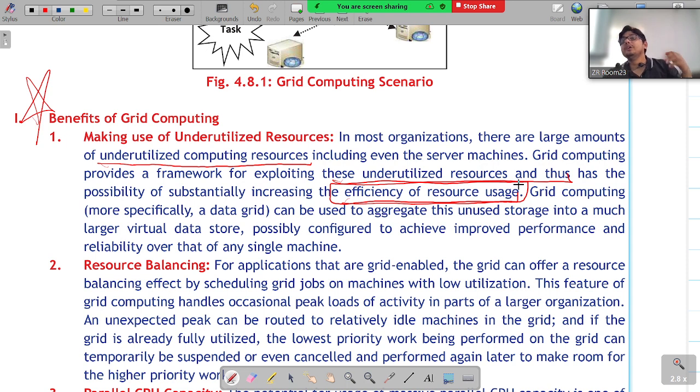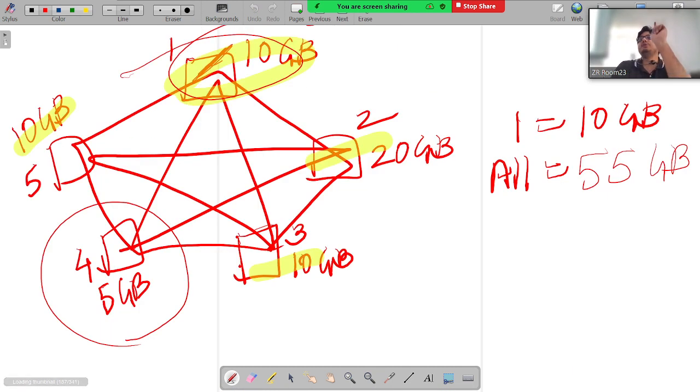So we can use storage of some other computers which are underutilized. Are you getting my point? And we can utilize it to a maximum extent. Grid computing can be used to aggregate, means sum up, this unused storage into a much larger virtual data store. So if you see here, individual computer number 1, what is the storage capacity of computer number 1? But what is the virtual storage of computer number 1 and all the computers in a grid? 55 GB. Are you getting my point?